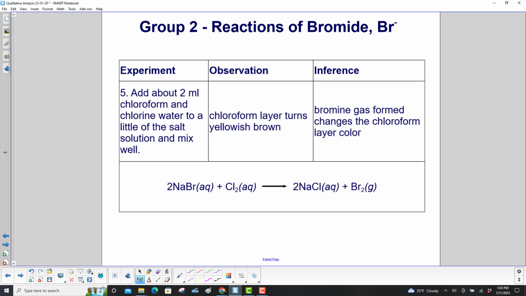5. Add about 2 milliliters chloroform and chlorine water to a little of the salt solution and mix well. Observation: the chloroform layer turns yellowish brown. Inference: bromine is formed. That changes the chloroform layer color.